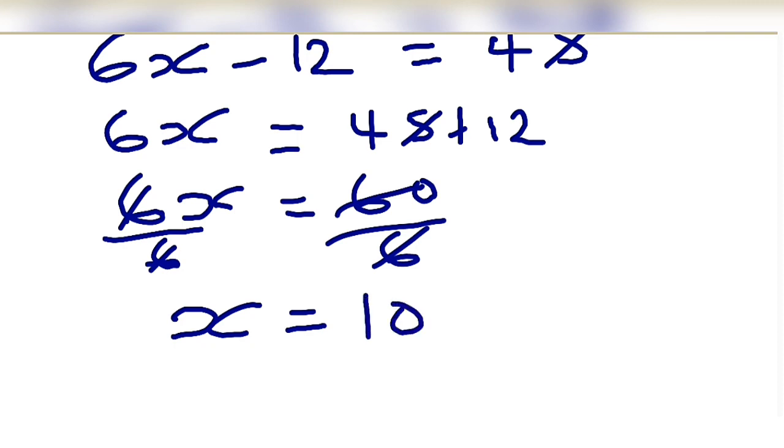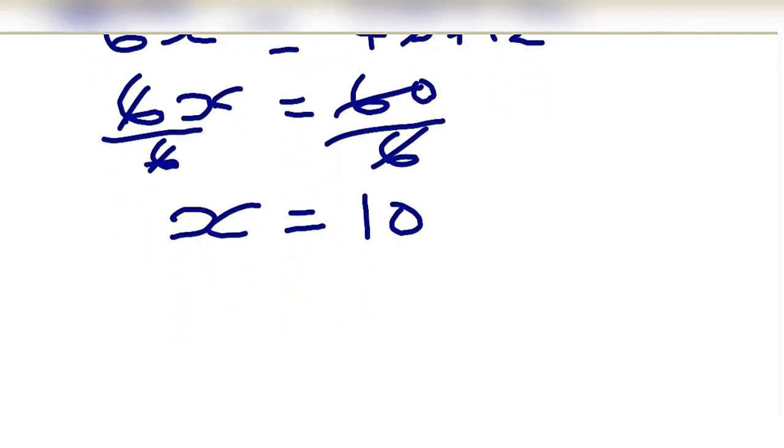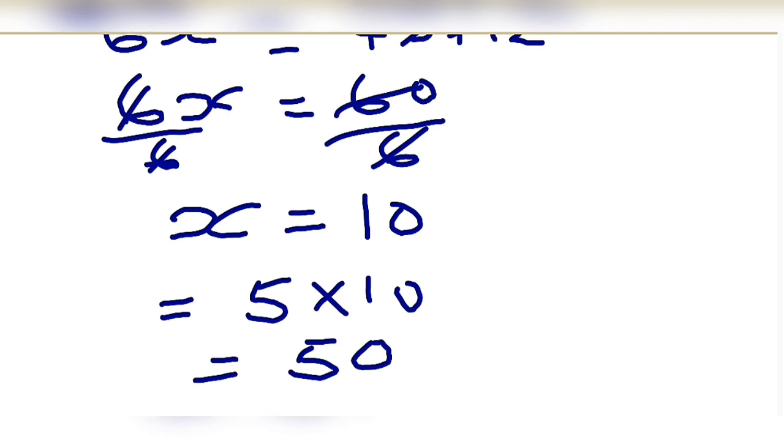So the question is, how old is Chris? Remember, this age is for Fortunate, but Chris is 5 times as old as Fortunate. So Chris' age would be 5 multiplied by 10, which is the same as 50. So Chris is 50 years old.